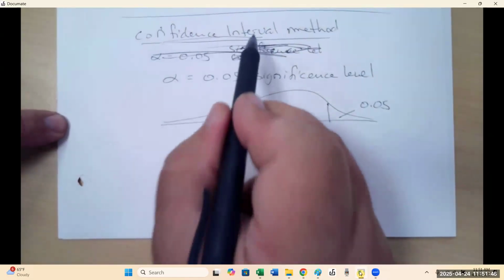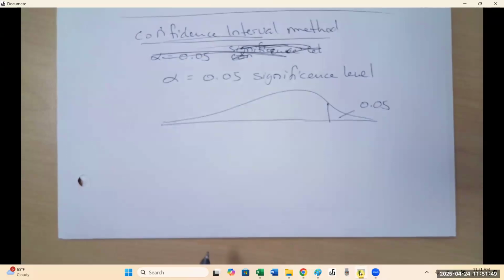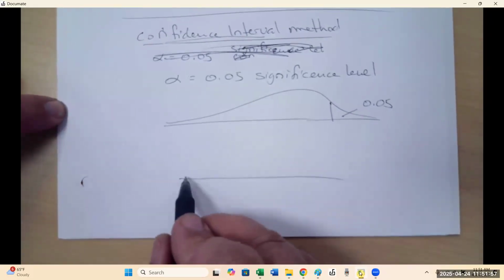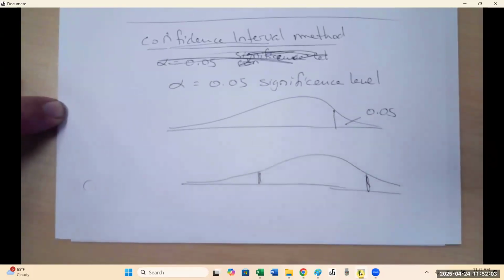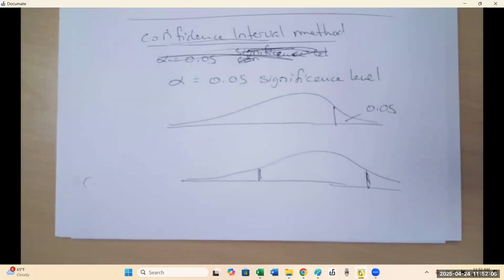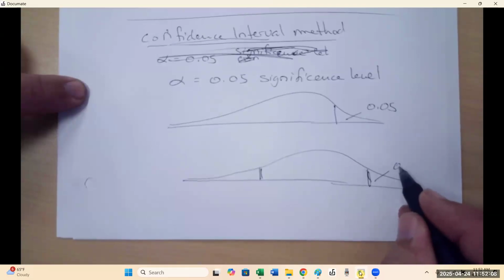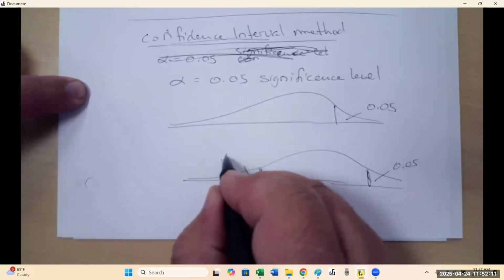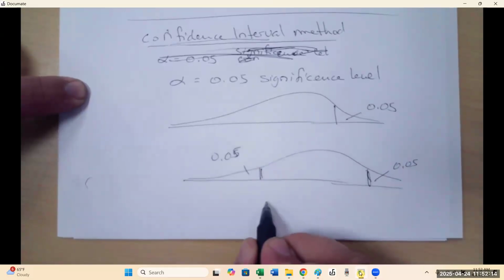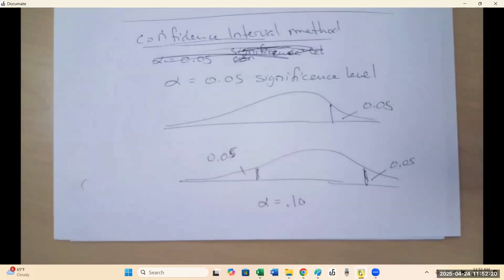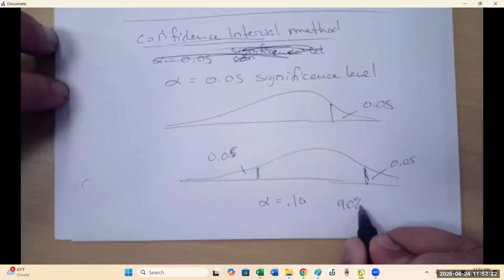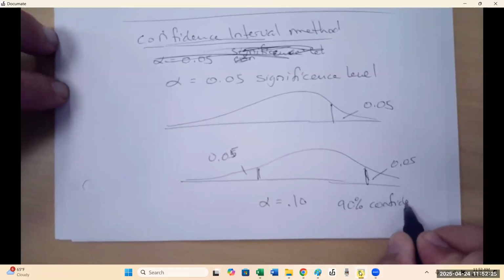Now, when we deal with a confidence interval, what's the difference between the confidence interval and the other ones we've done? The confidence interval, you have an interval. Pretty much you have a two-tailed test. If this is 0.05, that means this one has to be 0.05. So our alpha is 0.10. So we're looking at what's called a 90% confidence level.